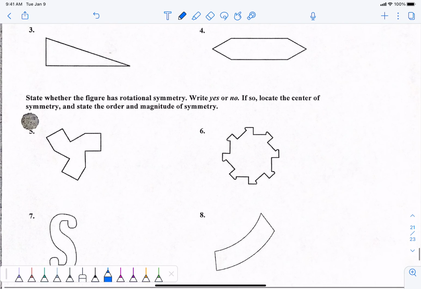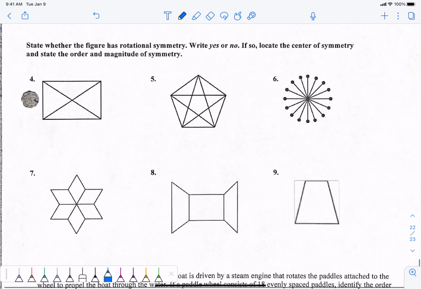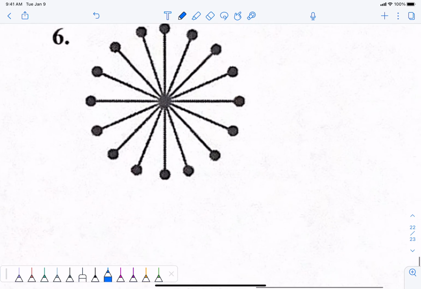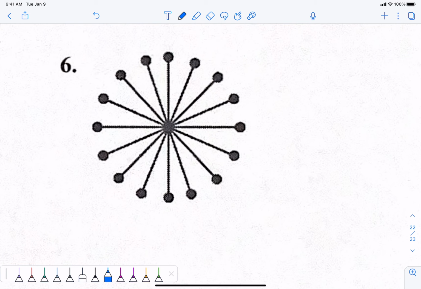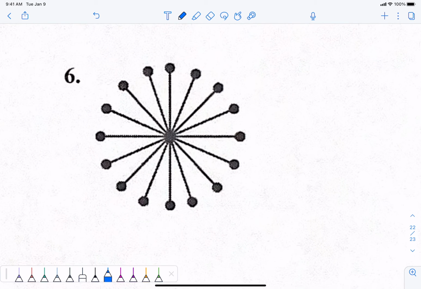All right. Oh, let me go to your homework assignment. So you guys don't have this yet, but let me show you some things. So on here, this is really speedy quick. On the practice side, you have number 6 that looks like this, okay? And they're asking you for rotational symmetry, and they say, does he have rotational symmetry?